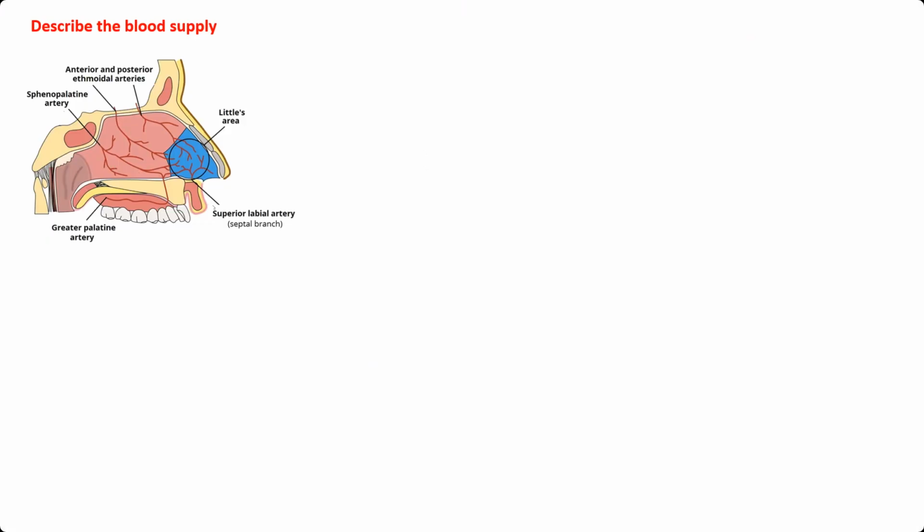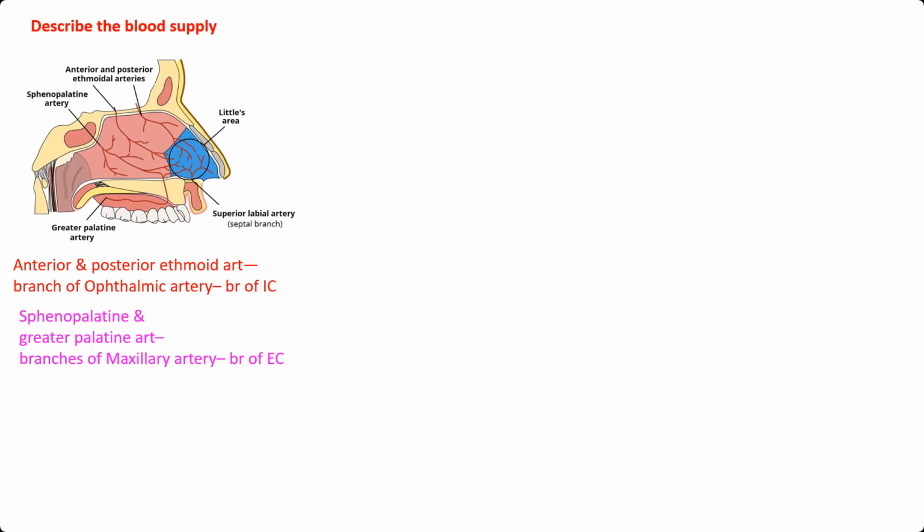Okay. And you have the superior labial artery, which is a branch of the facial artery. Septal branch is a branch of the superior labial artery, but the superior labial artery comes from the facial artery. So the anterior and posterior ethmoidal arteries are branches of the ophthalmic artery, which is a branch of the internal carotid. Then you have the sphenopalatine and greater palatine arteries, which are branches of the maxillary artery, which is a branch of the external carotid. And you have the superior labial and lateral nasal branches of the facial artery. So all these things are the blood supply.